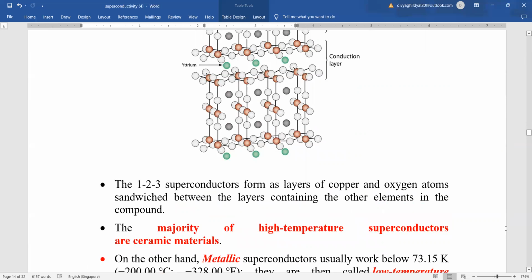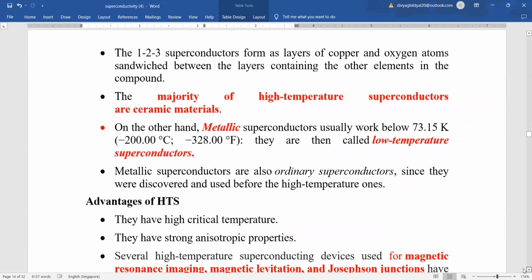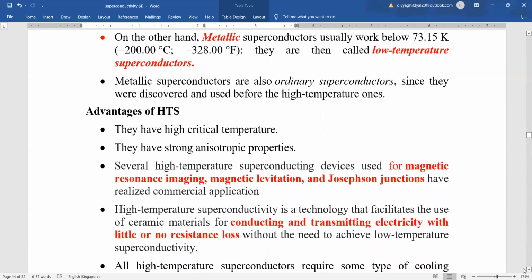The majority of high temperature superconductors are ceramic metals. On the other hand, metallic superconductors usually work below 73.15 Kelvin, and they are known as low temperature superconductors. Metallic superconductors are also called ordinary superconductors.